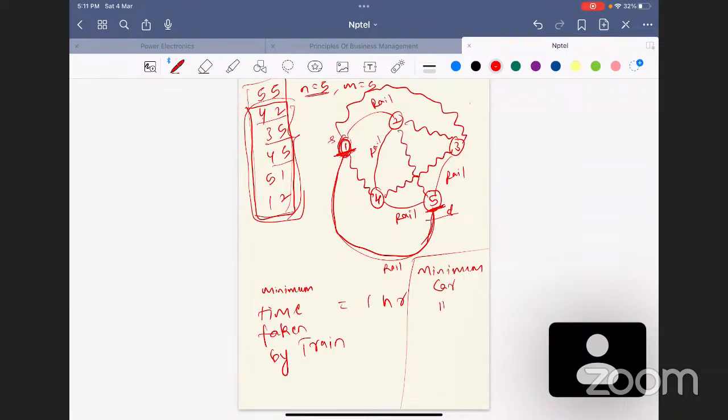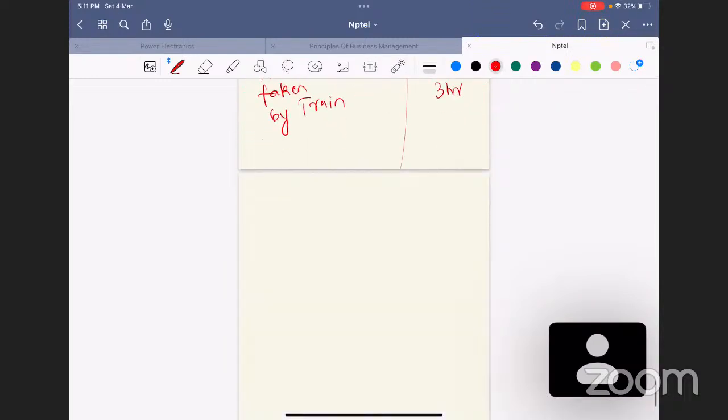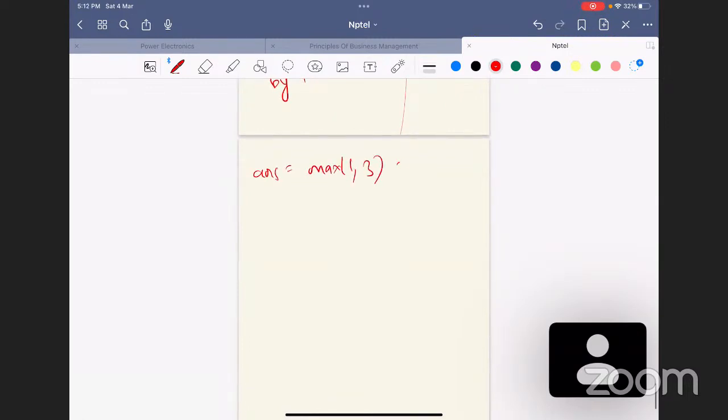We can start from 1, we can go to 3, which is 1 hour. Then from 3 we can go to 2, which is 2 hours, and from 2 we can go to 5, which makes it 3 hours. So the minimum time taken by the car is 3 hours. So what will be our answer? Answer will be maximum of 1 comma 3 is equal to 3, and so this is our final answer.